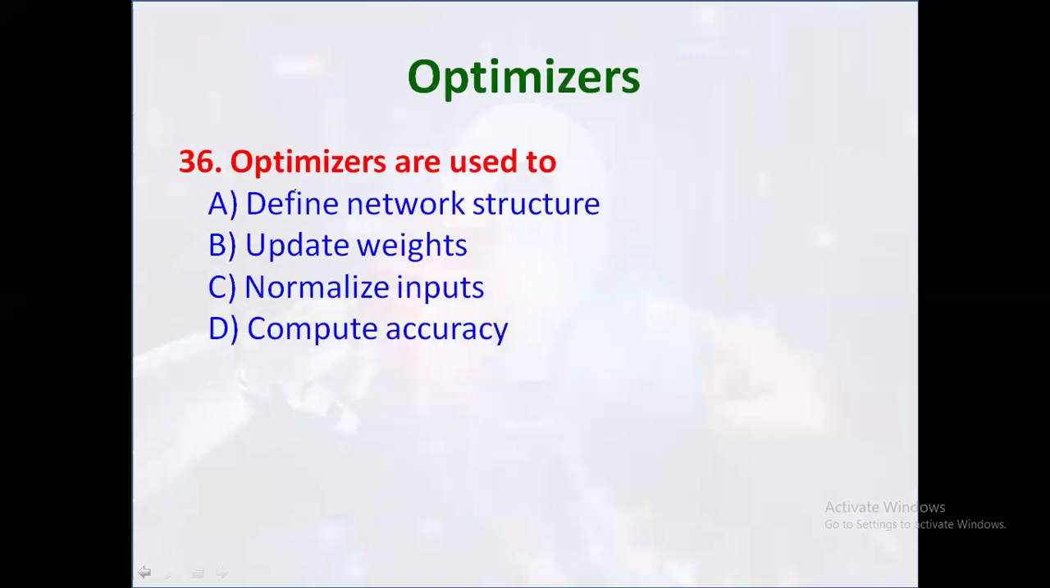And the questions are based on optimizers. Optimizers are used to define network structure, update weights, normalize input, compute accuracy. The answer is they are used to update the weights.